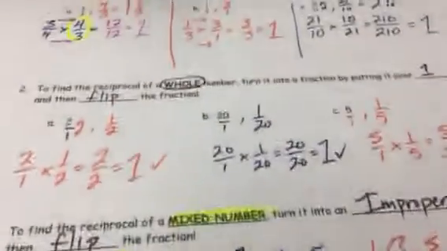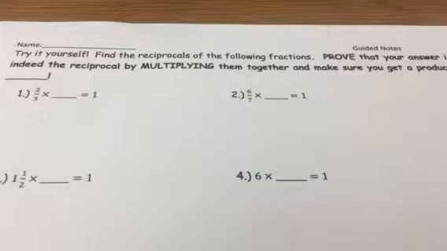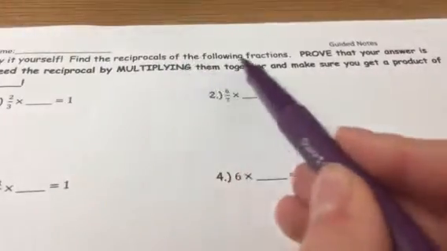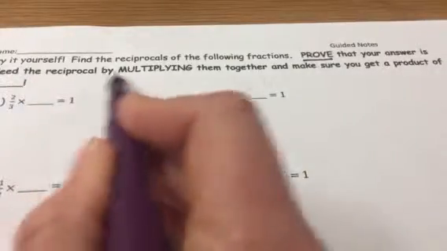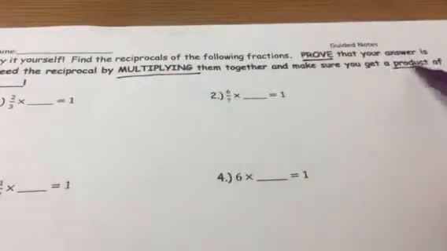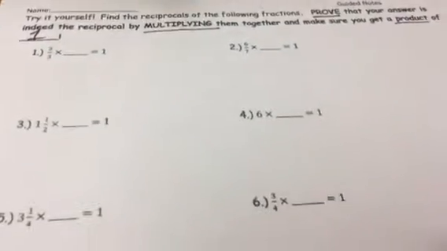Let's do a couple together on the back, and then you can check the answer key on the website for the rest of them. So this says, try it yourself. Find the reciprocals of the following fractions. Prove that your answer is indeed the reciprocal by multiplying them together, and make sure you get a product of 1. If you don't get a product of 1, you didn't do it correctly.